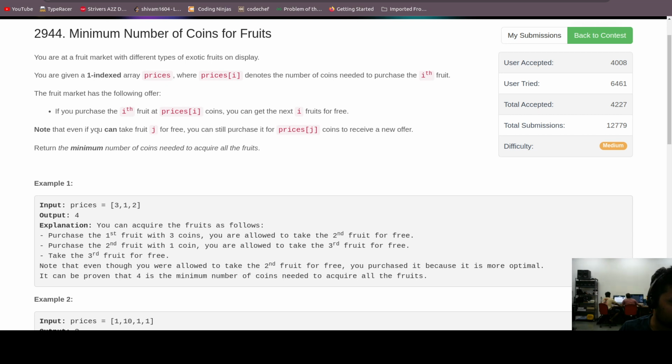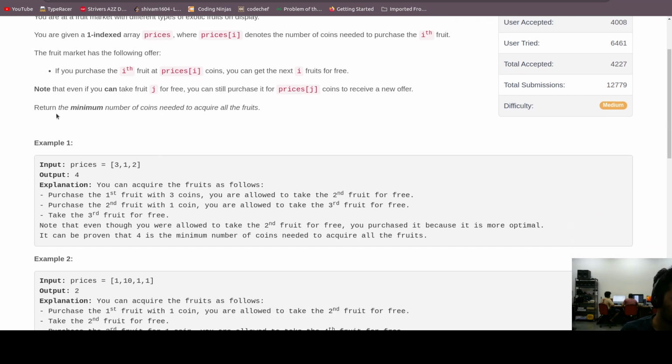Note that even if you can take fruit j for free, you can still purchase it for prices[j] coins to receive a new offer. That means you have an option. Suppose after buying the fifth fruit you are getting the sixth fruit free, but you have two options: you can still purchase the sixth fruit to get more offers. So that's the problem. Return the minimum number of coins needed to acquire all the fruits.